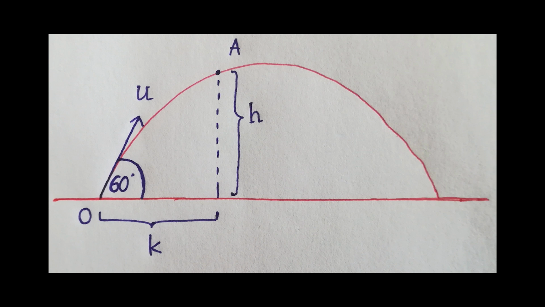In this equation, what we have to prove contains k, h, u and g. k, h, u are given in the question itself. g is the gravitational acceleration. So using linear equations of motion, I have to prove this statement.